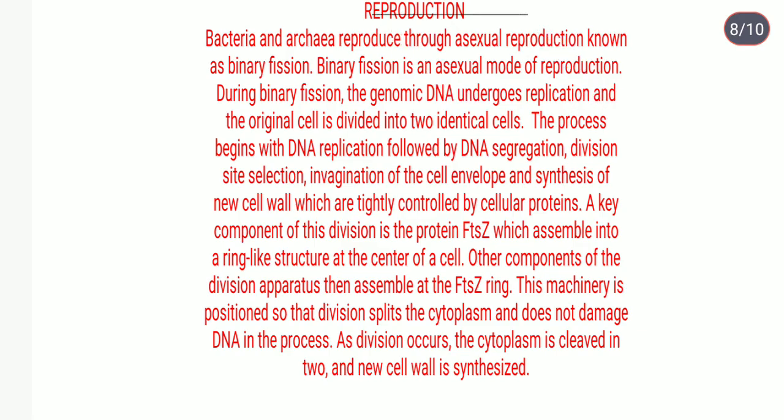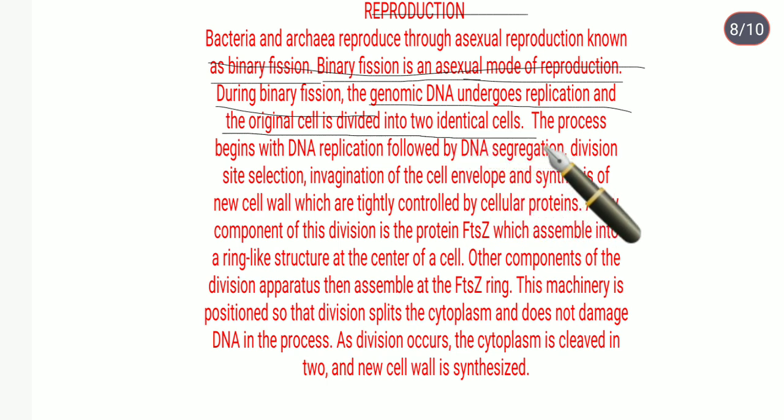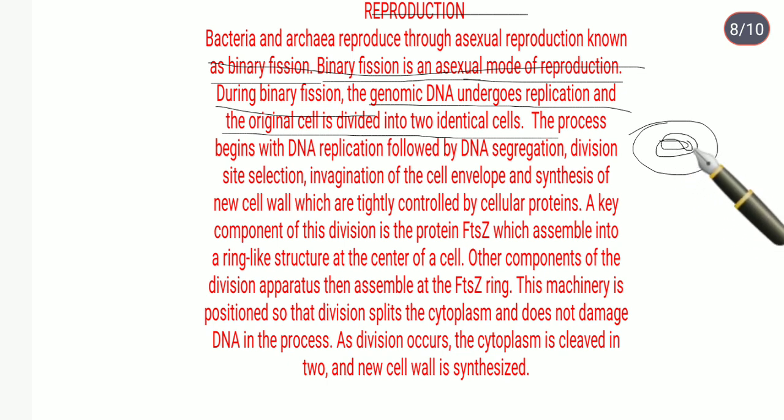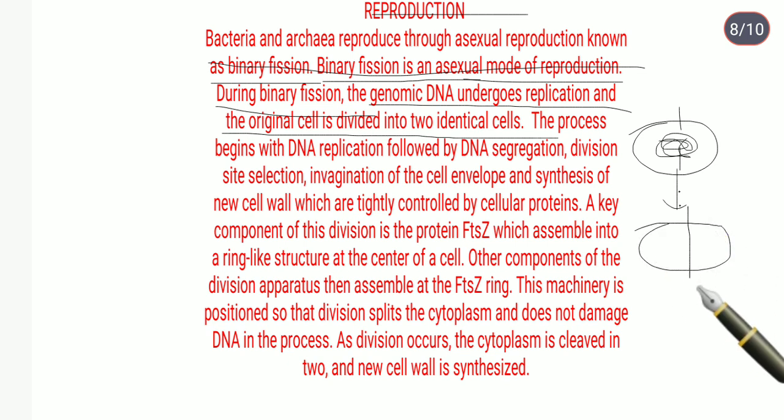Reproduction. Bacteria and archaea reproduce through asexual reproduction known as binary fission. Binary fission is the asexual mode of reproduction. During binary fission, genomic DNA replicates, and the original cell is divided into two identical cells. It means these are the bacterial cells, and the genomic DNA is present inside the bacterial cell in the form of a circular ring. And when binary fission occurs, this genomic DNA is divided to form two bacterial cells, and this outer layer is called the cell envelope.